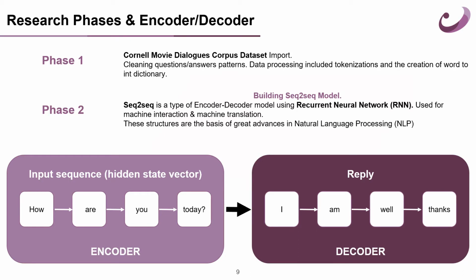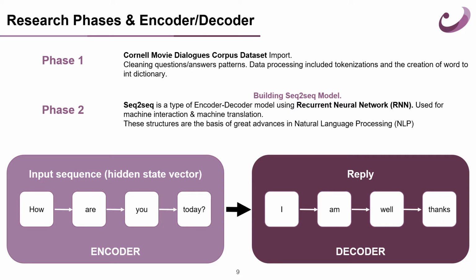Our first naive darknet bot was based on Cornell movie dialogues. After importing the Cornell movie dataset and cleaning the question and answer patterns, the data pre-processing included tokenization and creating a word-to-index dictionary. Phase 2 consisted of building a sequence-to-sequence model.